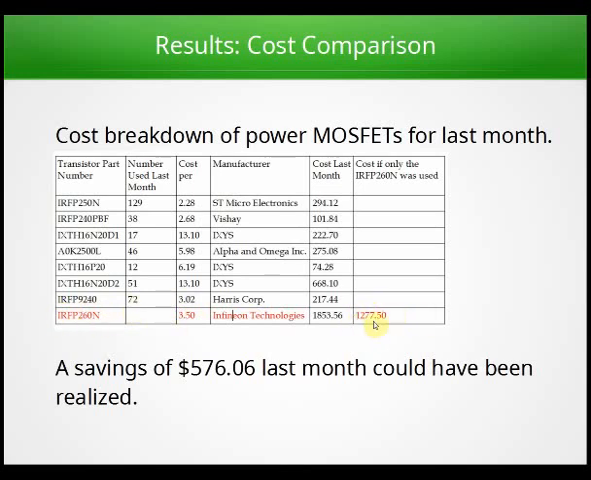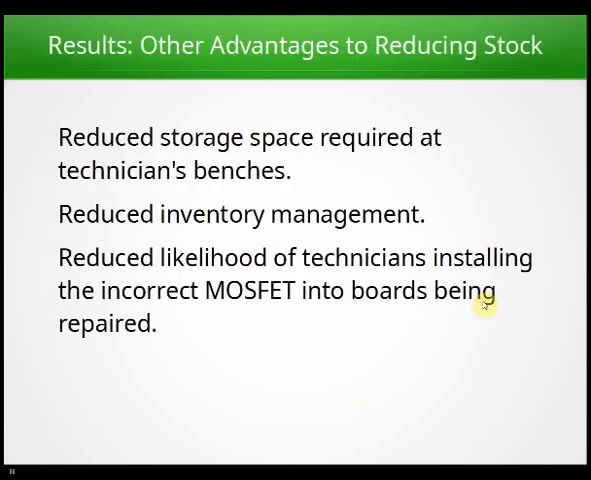And had we only purchased and replaced all of those parts with this single MOSFET, our cost would have been only $1,277.50 because it only cost $3.50. So a savings of $576.06 last month could have been realized.